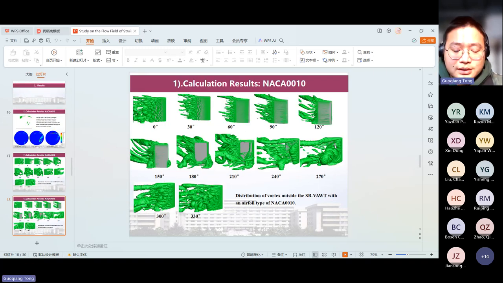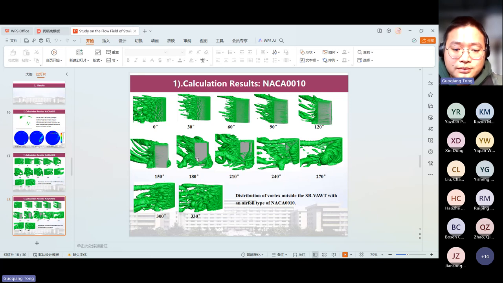The figure shows the distribution of the outside profile. More of the vortex acted at 0 degree. And as the angle gradually increases to 150, the vortex gradually weakens or even does not exist. When the angle increases to 180, the vortex starts to overwhelm.